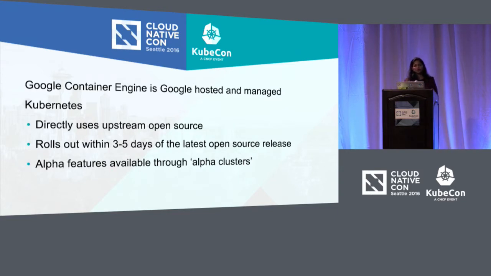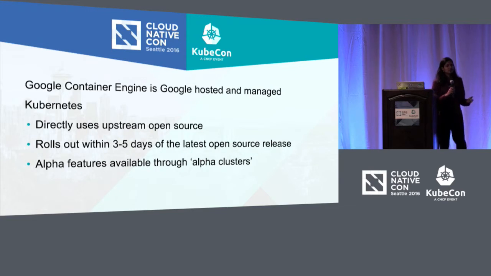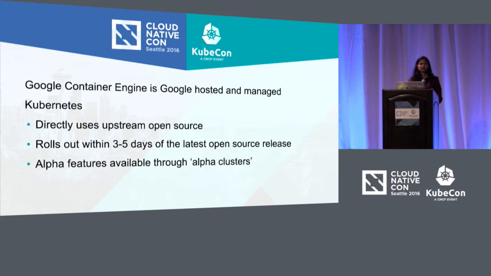So first of all, Google hosts and operates the open source Kubernetes code on virtual machines in Google's Compute Engine platform, which is our VM offering. It is pretty much pure open source, and it releases within a few days of the open source Kubernetes release. Also, as of the last release, we are offering alpha clusters where you can test out alpha features. So it really enables the fastest and easiest way to try out Kubernetes features and provide feedback.